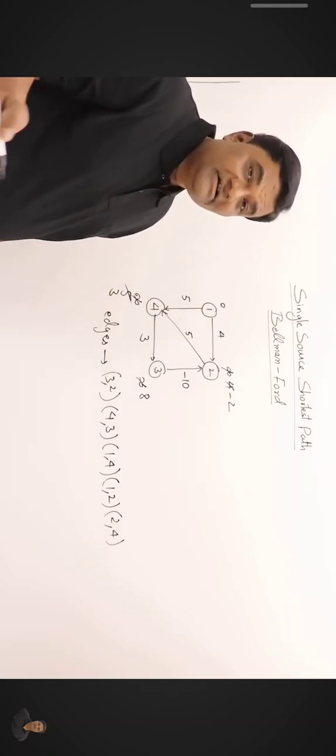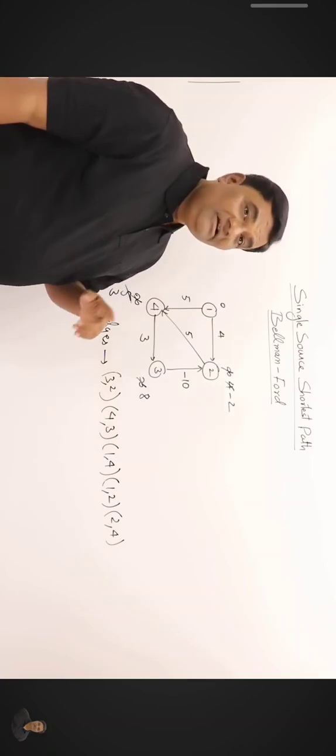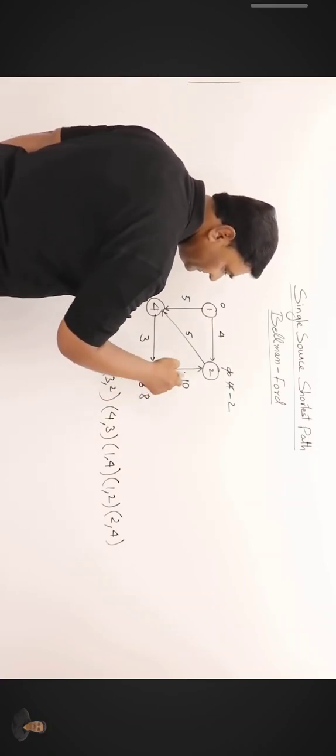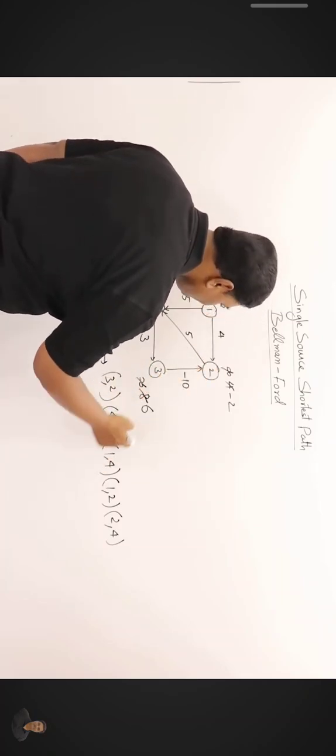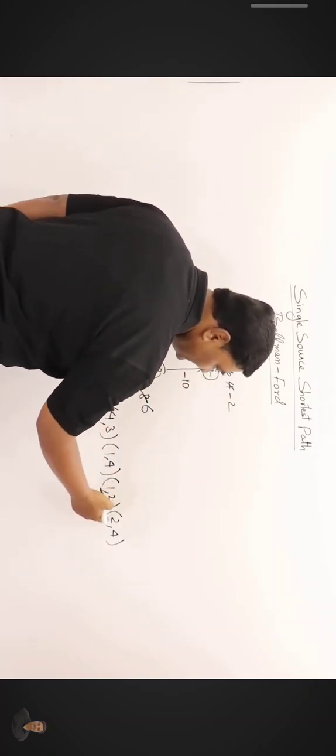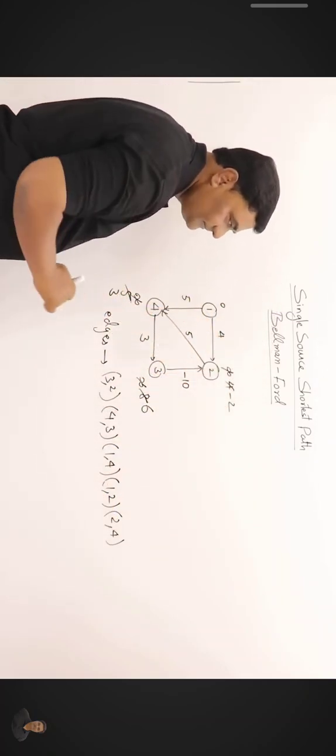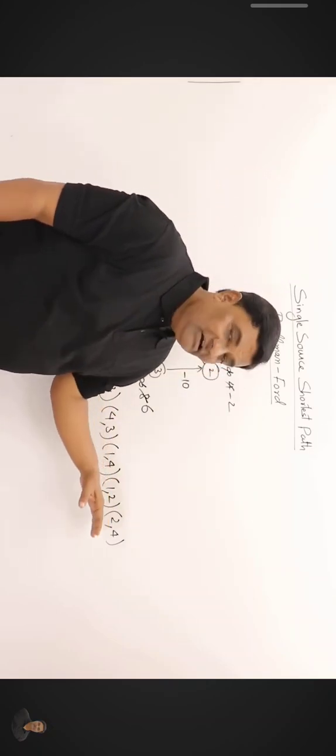Let me try one more time. Already n minus 1 times I have done, but let me try one more time and check. 3, 2, 8 minus 10 is minus 2 only. Yes. 4, 3, 3 plus 3, 6. Oh, this is changing. 1 to 4 will remain same. 1 to 2 also remains minus 2 only. And 2 to 4, minus 2 plus 5 is 3 only. So one more vertex has just now relaxed.